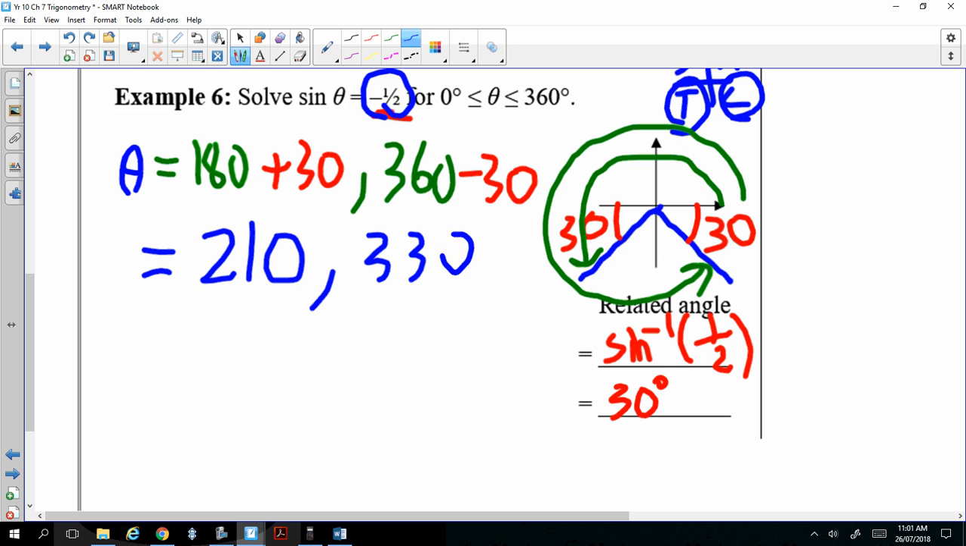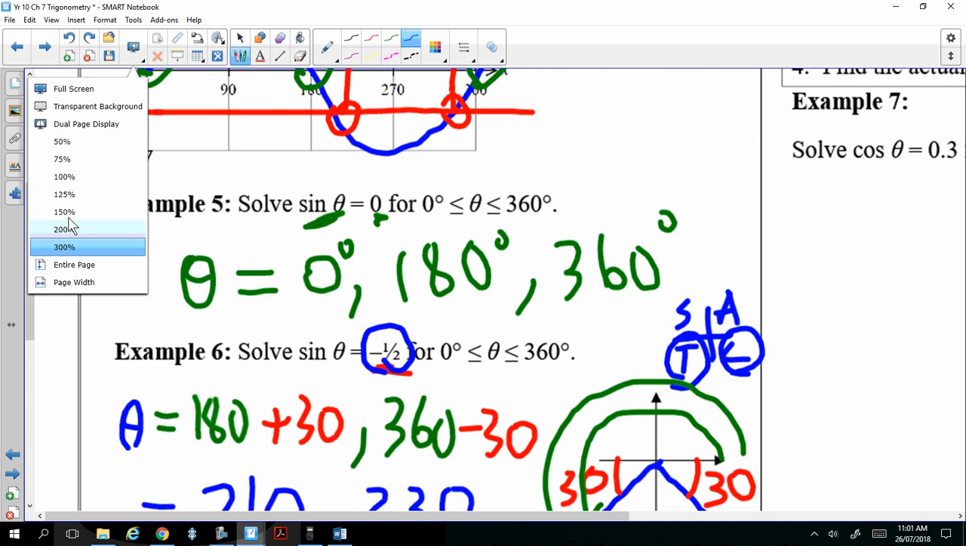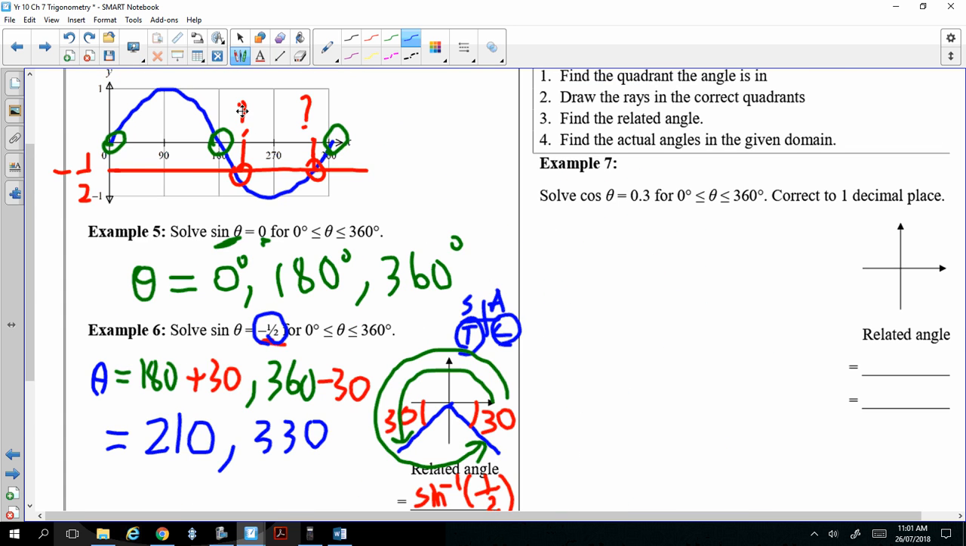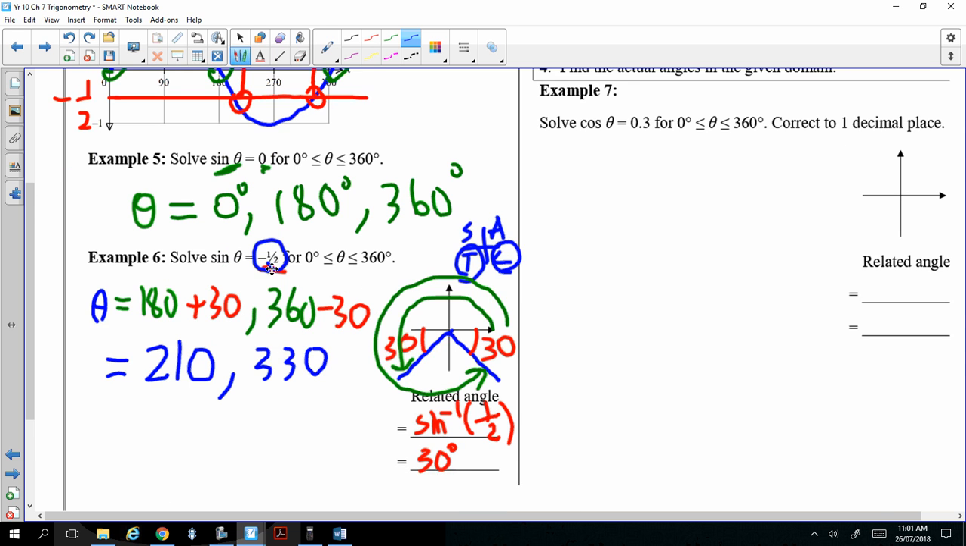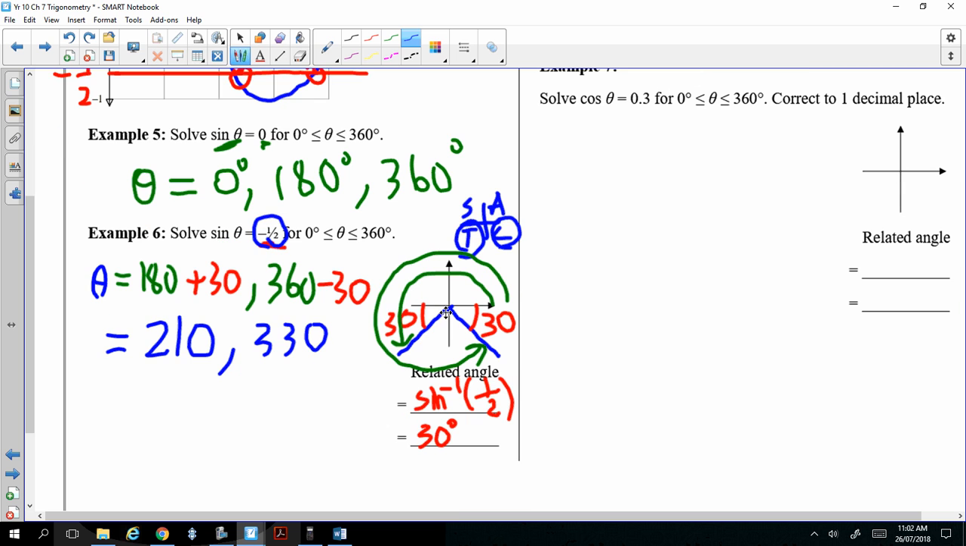So if you go back to this diagram, the two question marks are 210 and 330. These two angles. Get the idea? So when it is -1/2, you can't use the graph. You have to draw the quadrant, find the related angle, and then work out. Okay? Alright, try the next one.